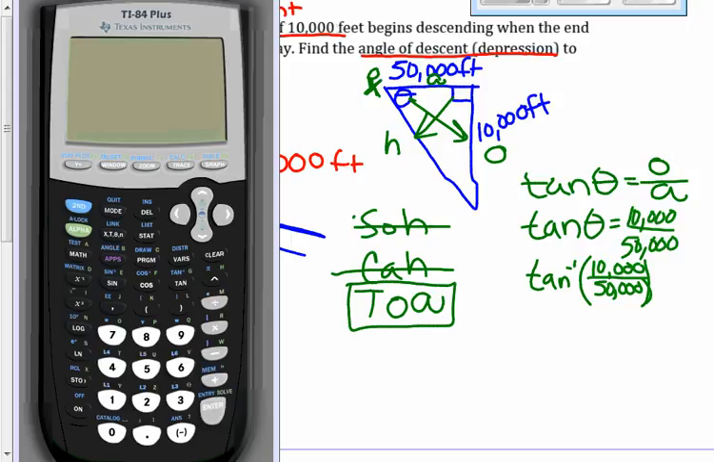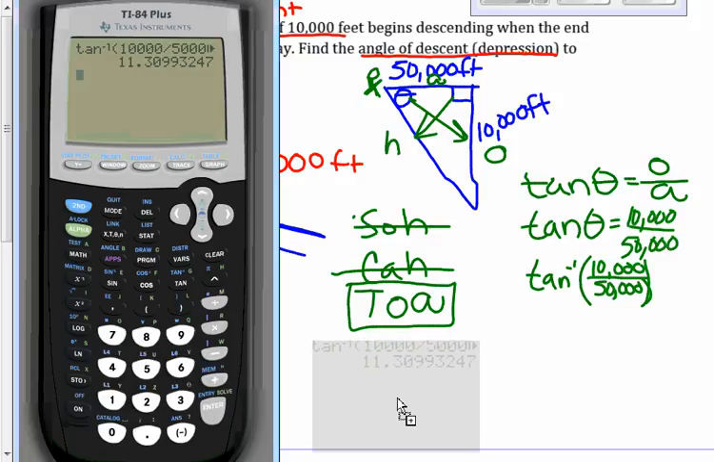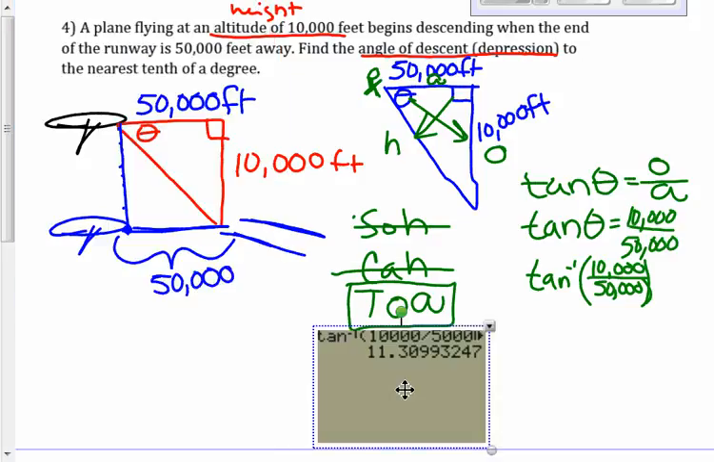So we grab our calculator, we hit second tangent to give us the inverse, 10,000 all over 50,000. And we press enter. And this also wants the answer to the nearest tenth of a degree. So theta equals 11.3.